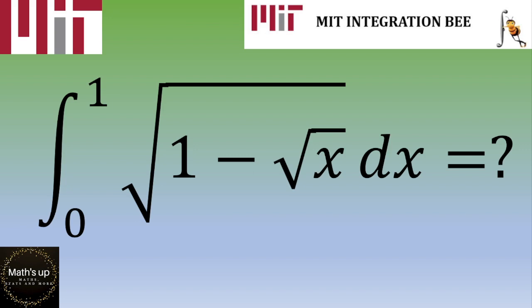Hello and welcome to this video. For this exercise given during the MIT Integration Bee 2022, this is an integral to calculate: the integral from 0 to 1 of the square root of 1 minus square root of x dx. So if you want to give it a try, please pause the video, otherwise let's see the solution.